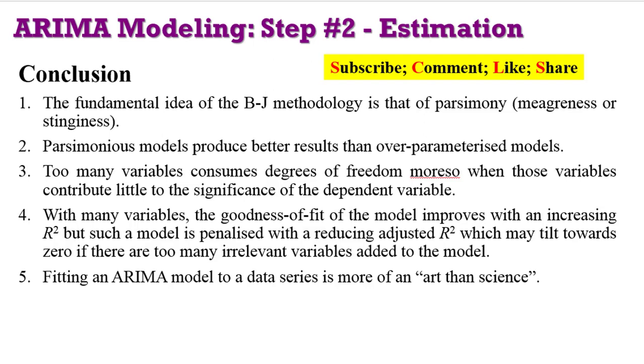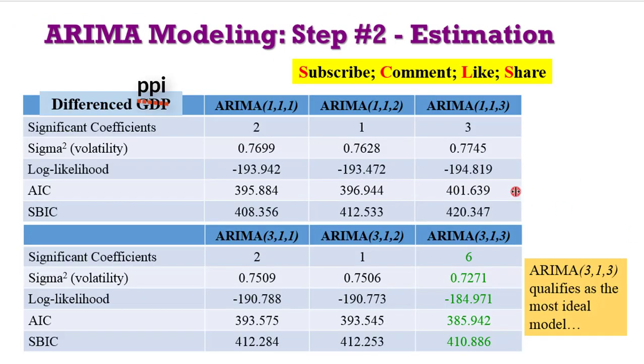For instance, let's go back to the chosen model of ARIMA 313. Yes, it has the highest number of coefficients, but these regressors are contributing to the significance of the dependent variable. It means that these regressors are not redundant. It's a different thing when you have too many regressors and they are redundant. That is, they are not statistically relevant in explaining the dependent variable. But that is not the case with our ARIMA 313 model.